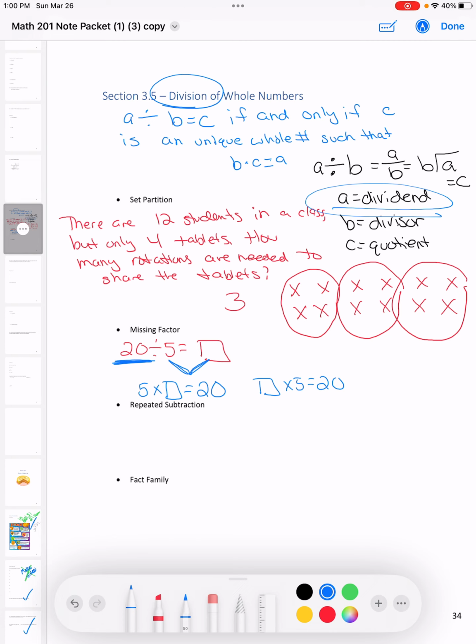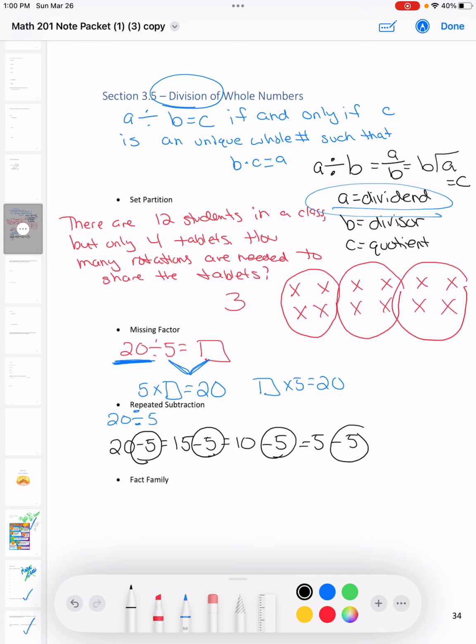So instead of subtracting a whole bunch, we can divide. So I'll keep with this 20 divided by 5 idea here. So I could take 20 and I can subtract 5. So I subtracted 5 there. And I can keep subtracting 5 until I get down to 0. So we can see actually I do that act of subtracting 5 four times. So it shows that 20 divided by 5 is 4.